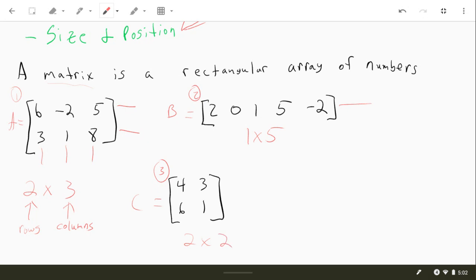Another thing to point out about this one is that it is a square matrix. It just means that they have the same number of rows and columns. Those are called square matrices.